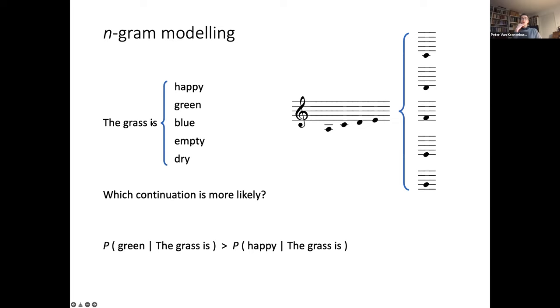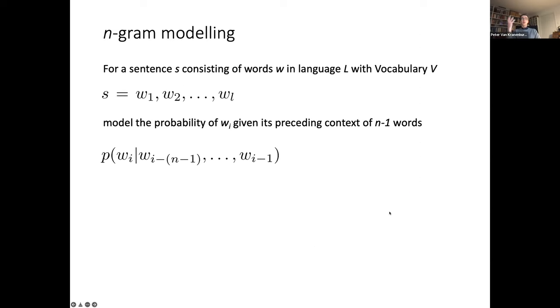Now we can do the same for music, and we can use a language model. So this n-gram modeling was developed for language models, natural language, but we can also apply it to music. Why not? If we have, let's say, a musical sentence, these four pitches, then we can ask which of these continuations is more likely. So we can use this type of modeling to model the probability of notes in a chant.